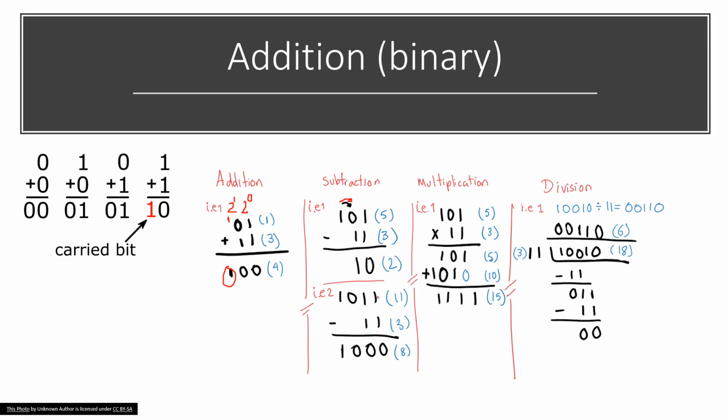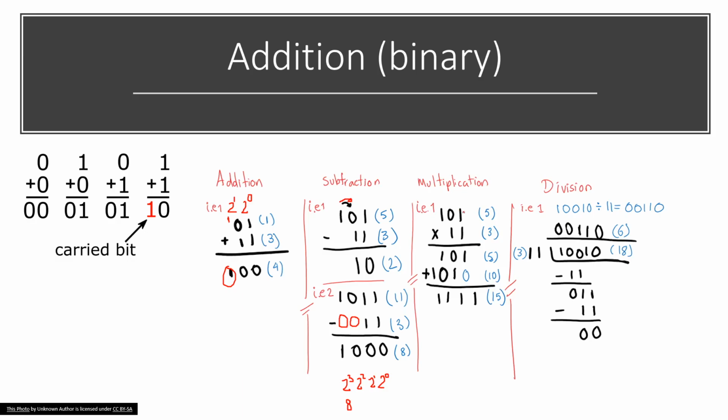Another example here, 1 minus 1, 0, 1 minus 1, 0, 0 minus 0, 0, 1 minus 0, 1. Here we have the numbers 5 minus 3 equal 2, 11 minus 3 equal 8, and you can practice by yourself putting 2 to the power 0, 2 to the power 1, 2 to the power 2, and 2 to the power 3. So this will be 8.